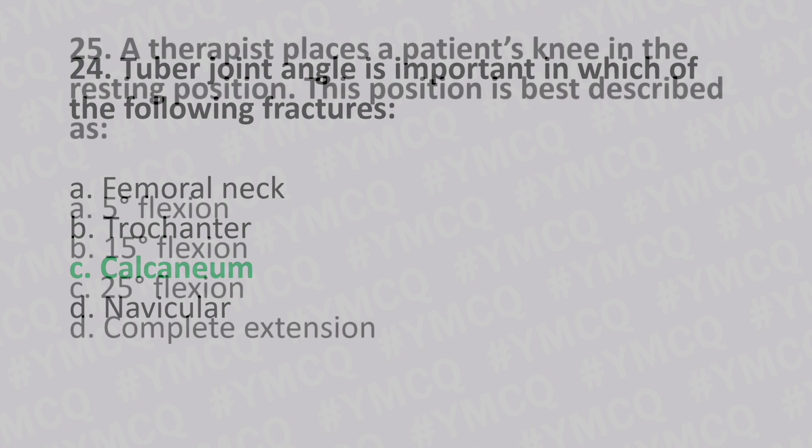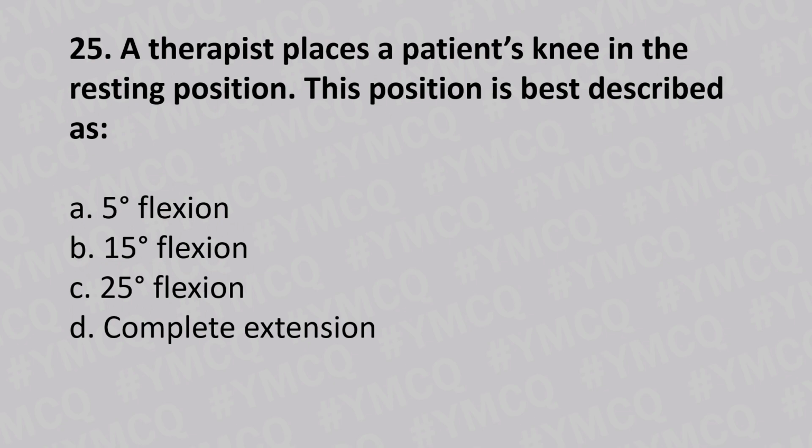Moving to our 25th question. A therapist places a patient's knee in the resting position. This position is best described as option A, 5 degree flexion. Option B, 15 degree flexion. Option C, 25 degree flexion. Option D, complete extension. And the answer is option C, 25 degree flexion.